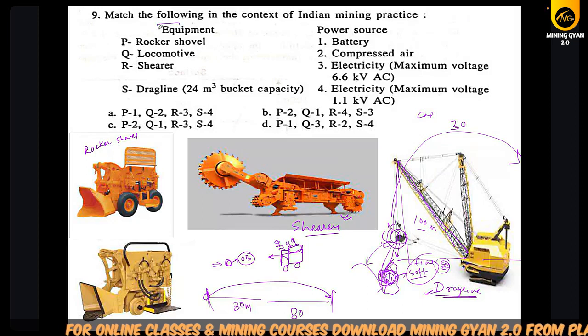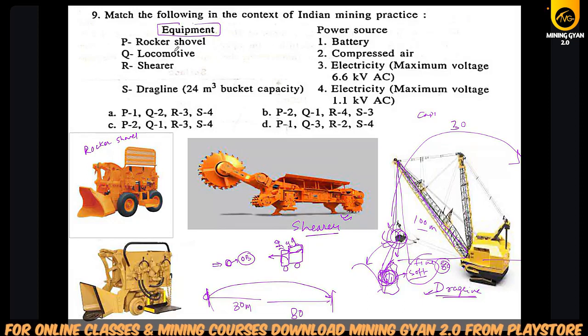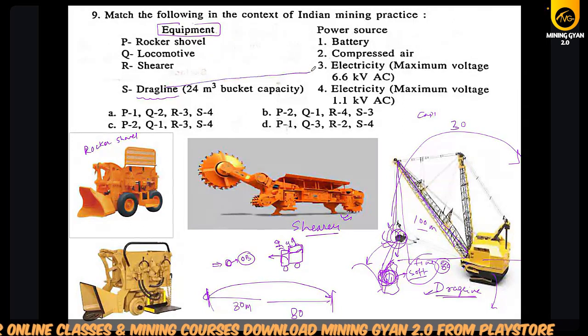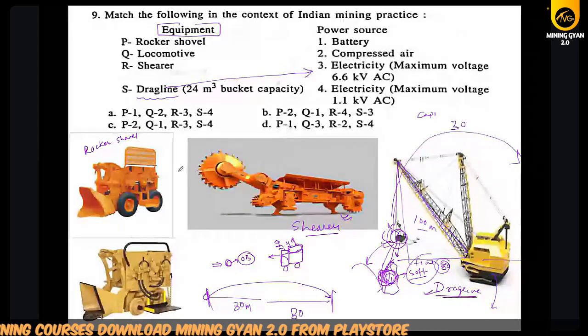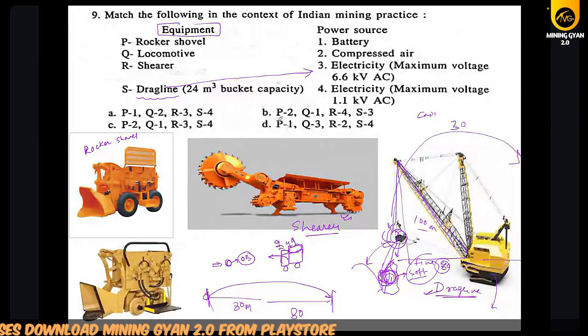So the question asks about the power source of the equipment. I told you the drag line is a very big machine, so it cannot be operated with a battery. It cannot be operated by compressed air. It will be operated by electricity, and we need a huge amount of electricity for the drag line. So the only option is the third. If we try to eliminate options, we can cross out all the options and only one option will remain.